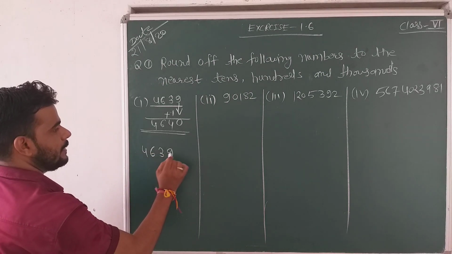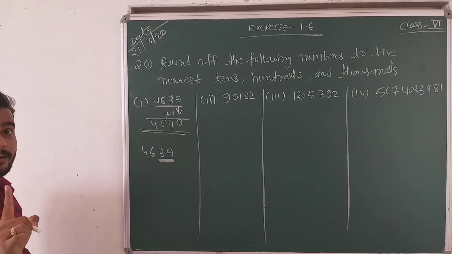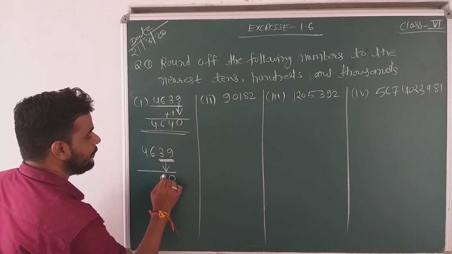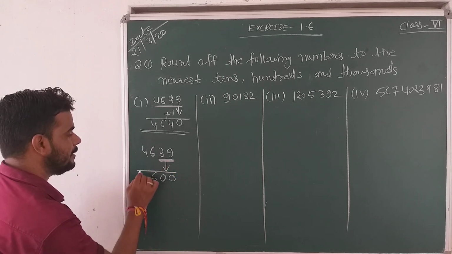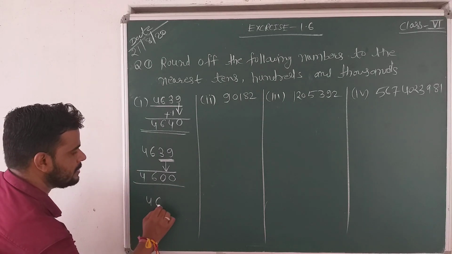Next, for the nearest 100, the last two digits are 39, less than 50. Remember that, less than 50. So instead of 39, directly we will write 00, and since it is less than 50, no change is there. 4600, nearest 100.